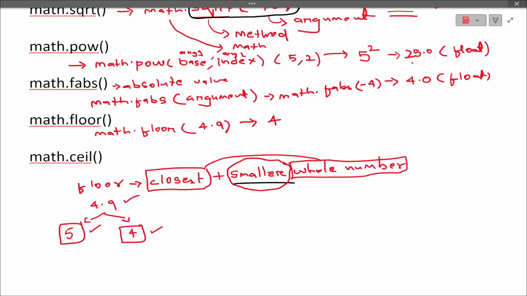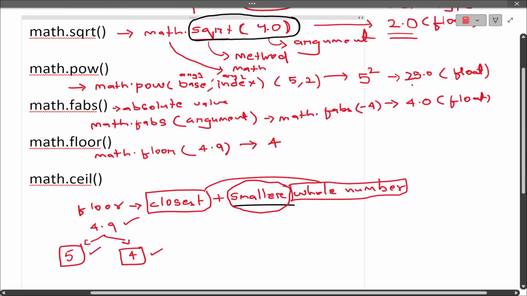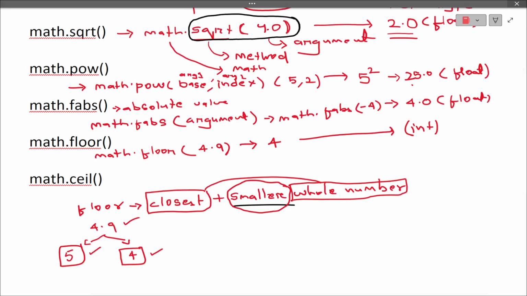So what's the return type of this? As you can observe, I have already written this. The return type will be integer here. So remember, whenever you are using math.floor, your result is always an integer.